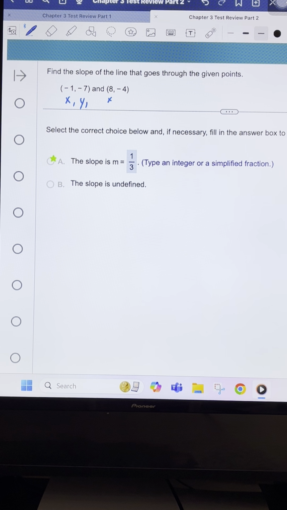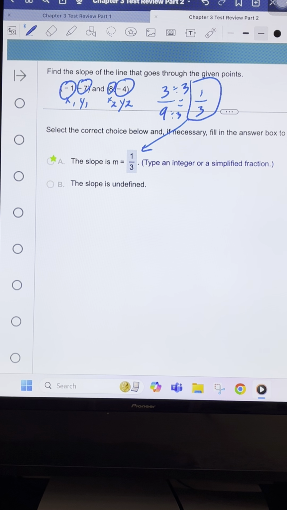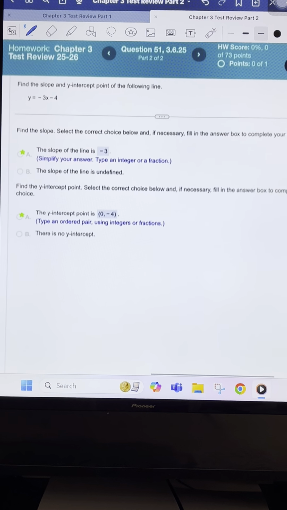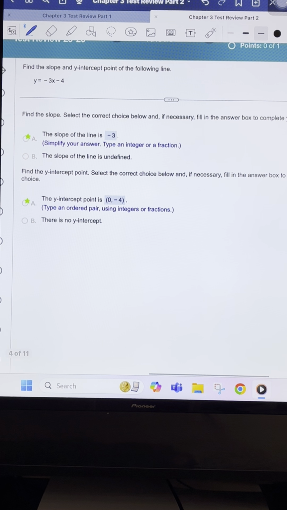Find the slope of the line that goes through the given points. Once again, same thing: y2 minus y1 over x2 minus x1. What is negative 4 minus negative 7? That is 3. What is 8 minus negative 1? That is 9. 3 over 9 can be simplified by the greatest common factor, which is 3, and that gives me 1 over 3, which is my slope.